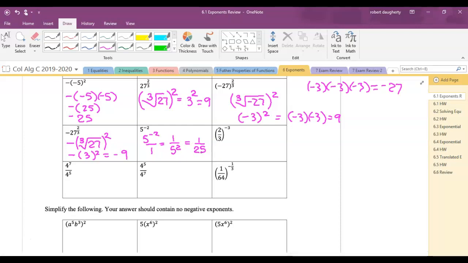2/3 to the negative 3 power. Okay, so it may help to think of this as 2 to the negative 3 over 3 to the negative 3.